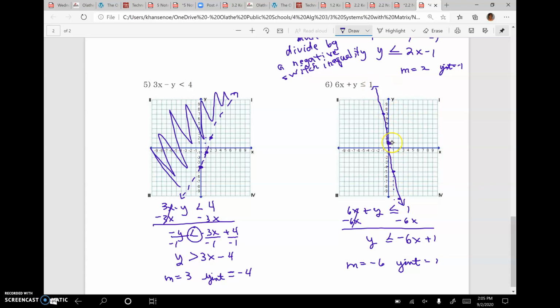Now, here's where I'm crossing the y-axis at 1. So where are the numbers less than 1? Down here. So that means I would shade on this side.